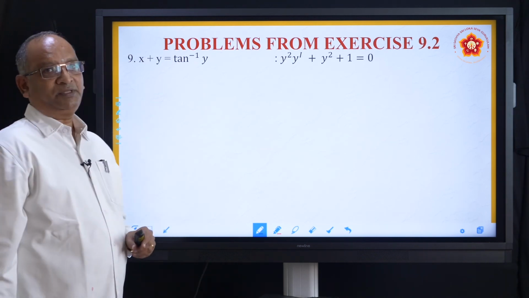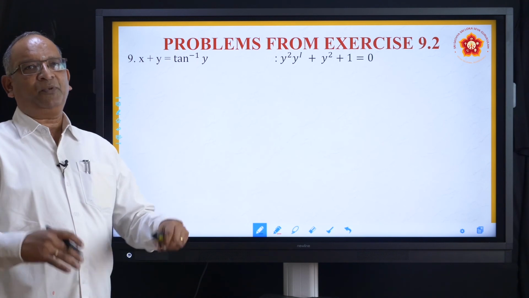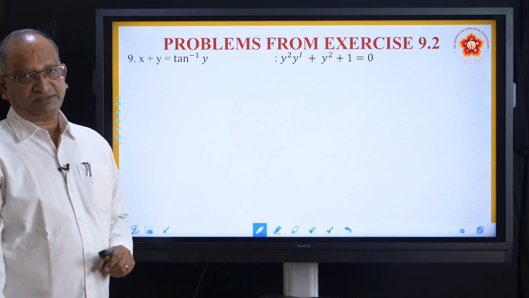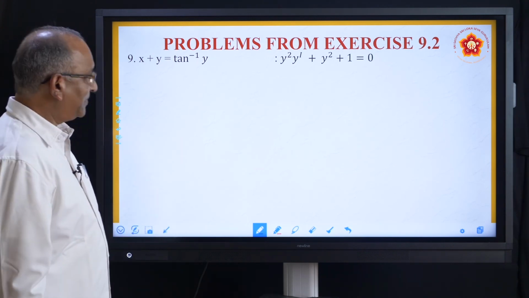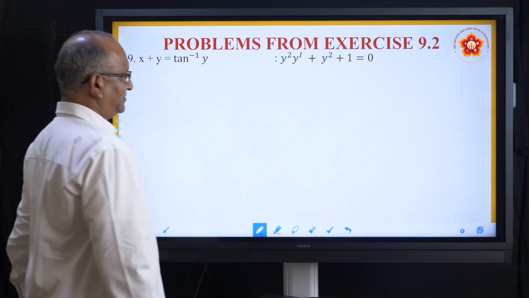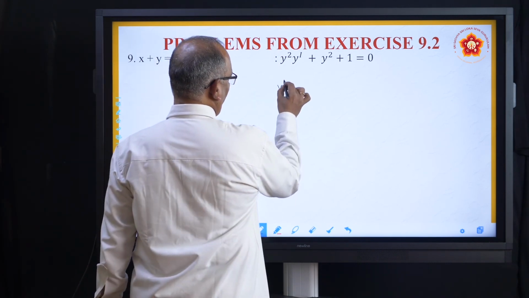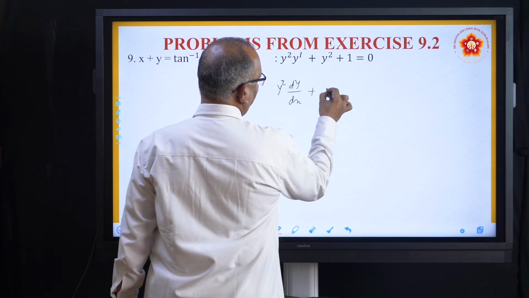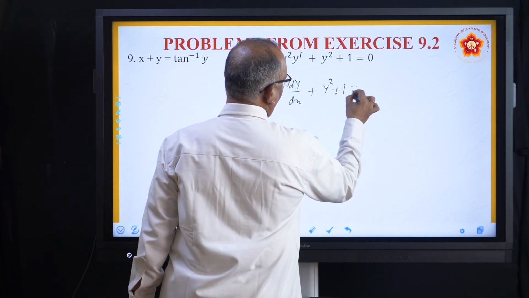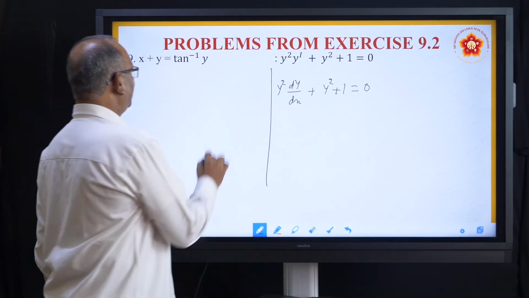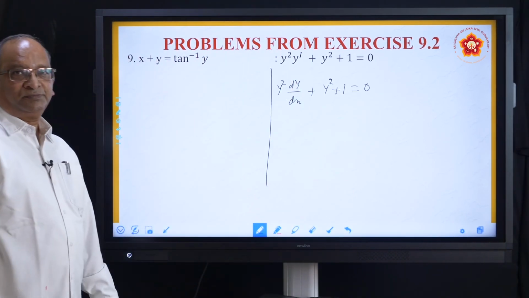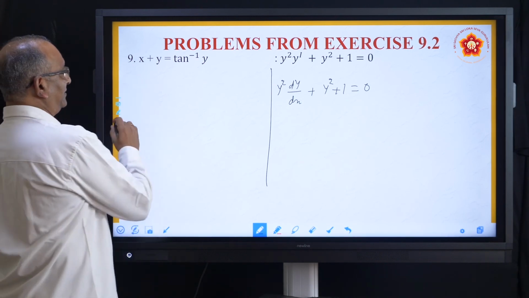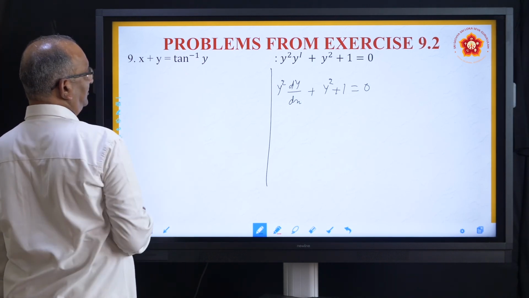Come to the 9th problem. Slowly from polynomial to trigonometric functions. Look at this, but before you solve, write the equation. What is the equation? It is y square dy by dx plus y square plus 1 equal to 0. Leave it aside. Come to this. This can be written as x plus y equal to tan inverse y.